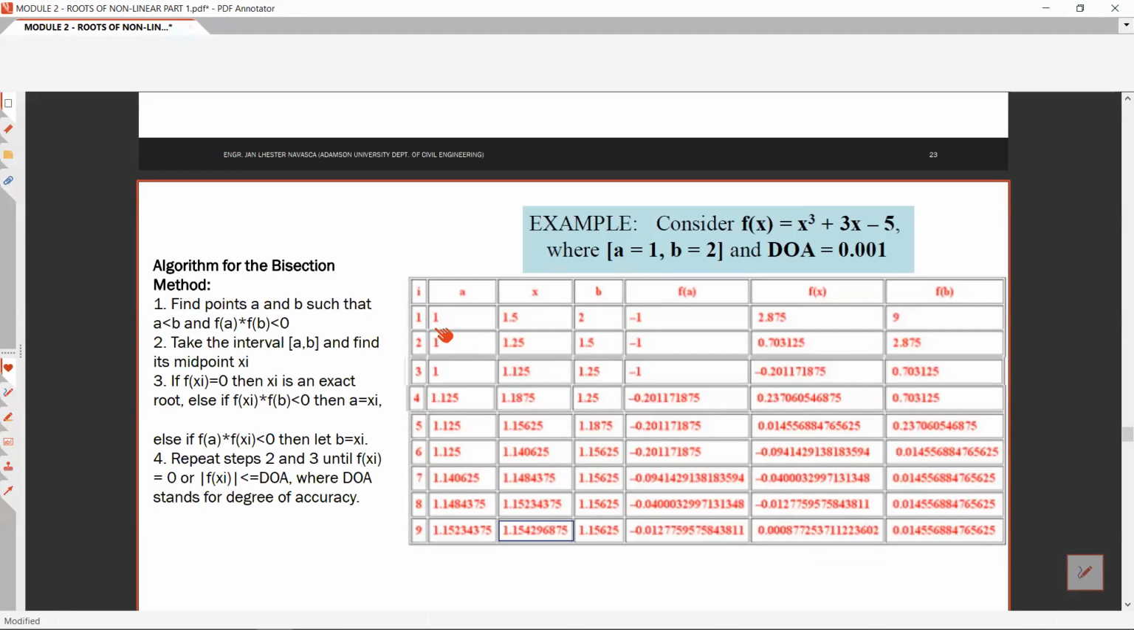So, the first, we have 1 to 2, yung A and B natin. Okay? The midpoint is 1 plus 2 divide 2, so 1.5. Tama? Okay. So, plug in mo yung f of A. So, f of 1, lagay mo dito.